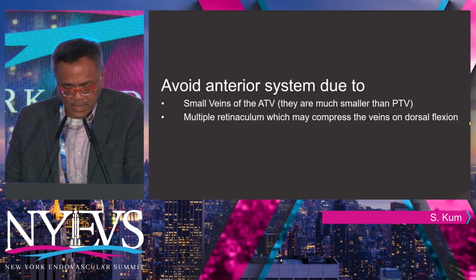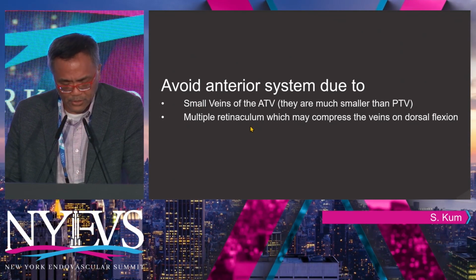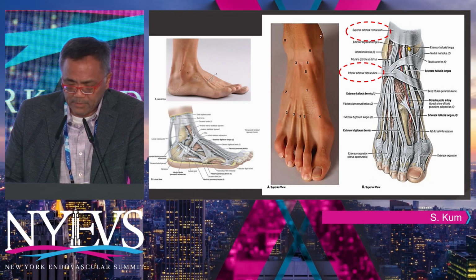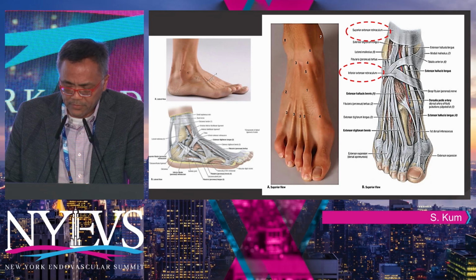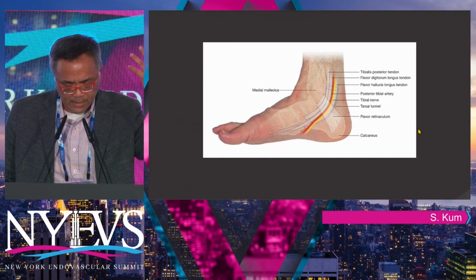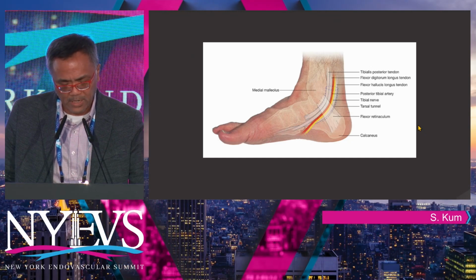So selecting a good target vein, we avoid the anterior system due to a few things. The anterior system is usually very small. There is a flexor retinaculum that leads to kinking of the vessel. These vessels are also very small. However, the posterior circulation is a sump. It collects the blood from the whole patient, and it resides in the bottom half of the foot.